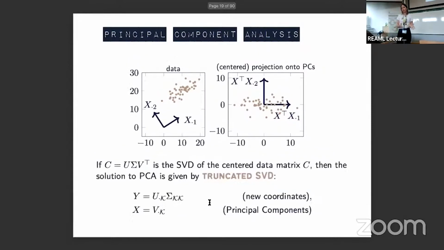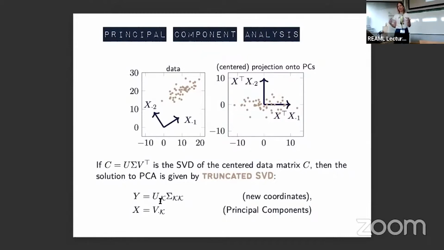And the solution to principal component analysis is also given by SVD. So if you center your data matrix, so you just subtract the mean from all the rows, and then you apply SVD on your centered data matrix, then you actually get the solution to PCA. So here we have X equal to V_k, the truncated right singular vectors. Those are the principal components, and Y is here the matrix U_k times the singular values, and the singular values actually also correspond to the variance that is captured in each direction. So interesting, principal component analysis is basically SVD on a centered data matrix.